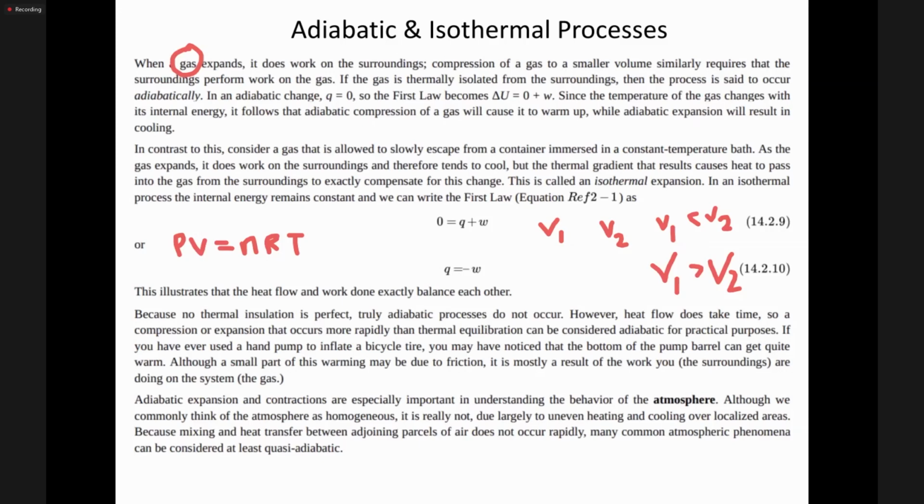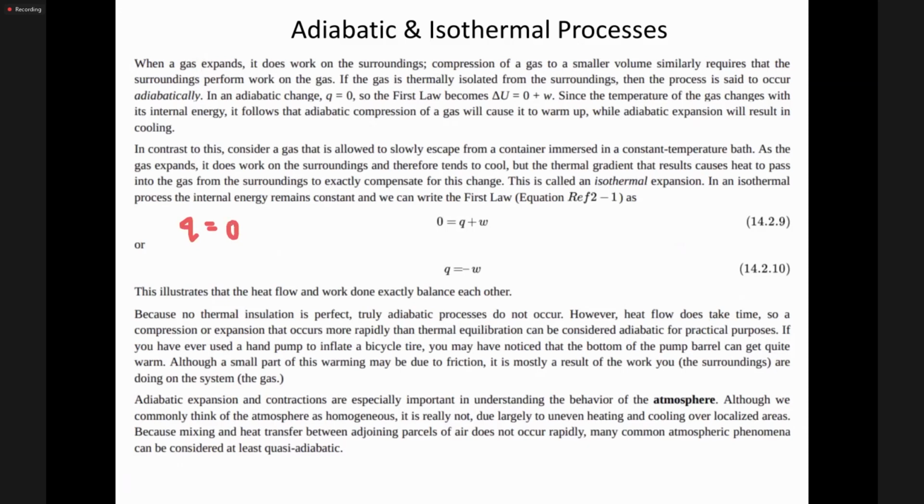Now, if the gas is thermally isolated from the surroundings, the process is said to be adiabatic. Previously, I have given you many examples of adiabatic systems. You have to remember this fact whenever I say that it is an adiabatic process. So, there is no heat exchange, or there is thermal insulation between the system and the surroundings. Then Q is equal to 0.